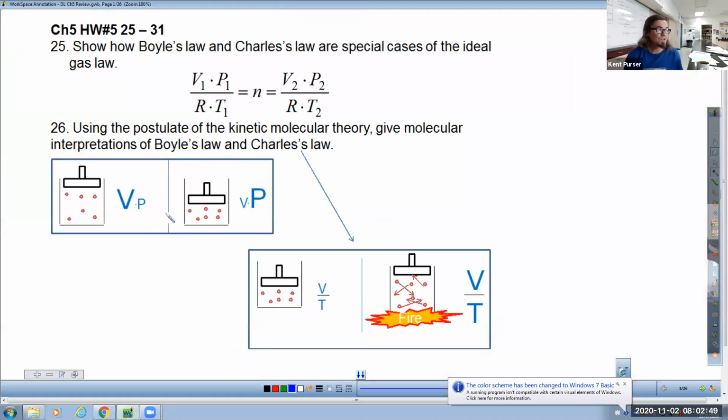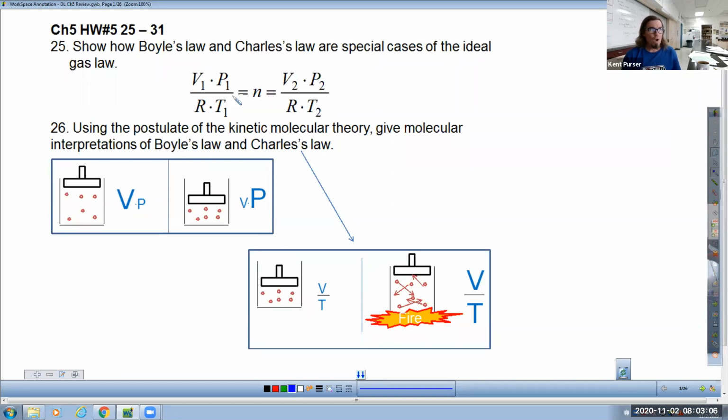All right, so for homework, you had these two assignments, Chapter 5 homework number 5 and Chapter 5 homework number 6. Show how Boyle's law and Charles' law are just special cases of the ideal gas law. We've already talked about this a number of times.